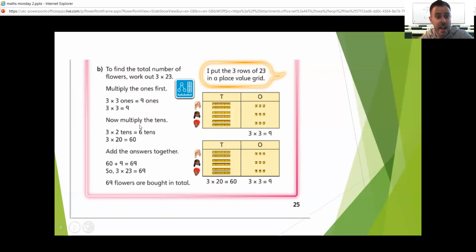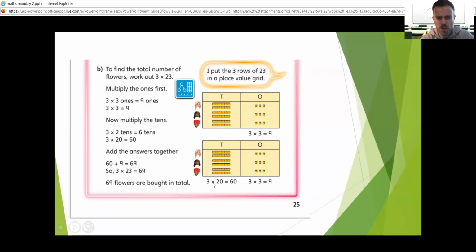Then it says, now multiply the 10s. So we've got 3 times 2 10s. So we've got 2 10s, 2 more 10s, and then 2 more 10s. We've got 3 lots of 2 10s. We know 2 10s is 20, don't we? So 3 times 20 equals 60. Okay, so we've got 3 times 20 equals 60, and we've got 3 times 3 equals 9.